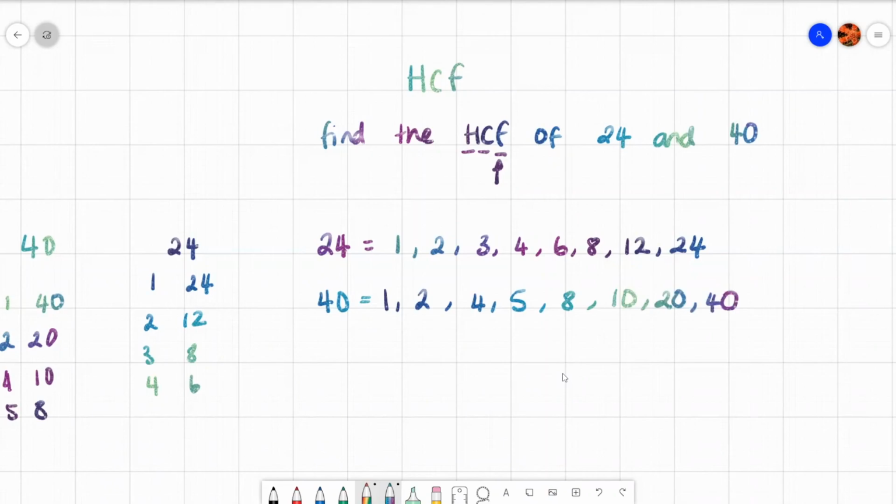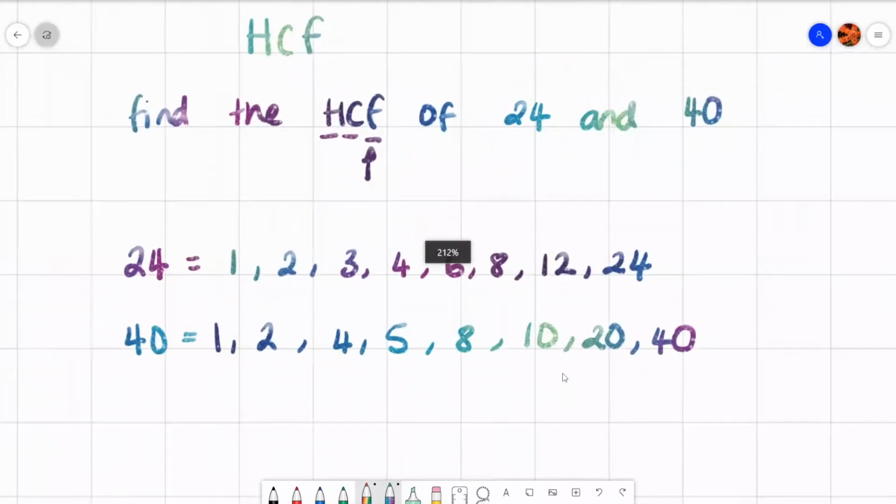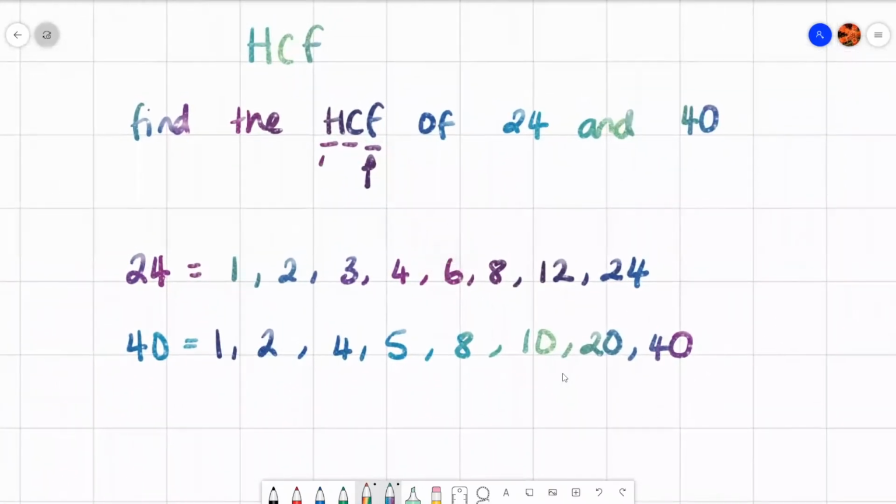Okay, we've dealt with the factors. Now we want the highest and the common. Common means it has to be the same, and we want the highest factor that's the same in 24 and 40. So which one is the same in 24 and 40? Have a look at this list and see if you can identify the number.